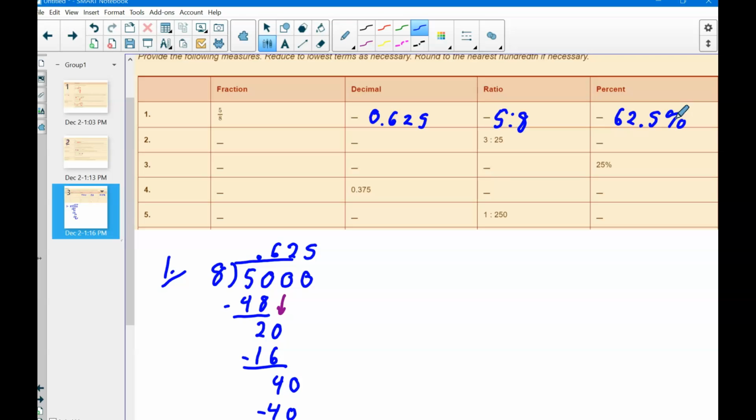Question number 2. The ratio is 3 to 25. The easiest thing I would do first is come over here and put the 3 on the top, and 25 on the bottom. Turning that into a percent, or sorry, a decimal.